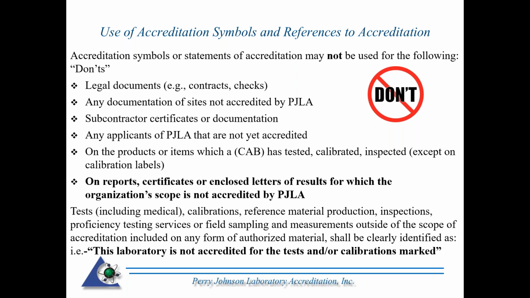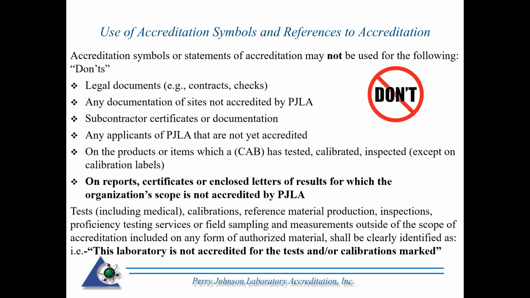On products, so products are items which the CAB has tested, calibrated, inspected. So in other words, it sort of implies product endorsement. Cannot reference our accreditation on that. And on reports, certificates, enclosed letters of the results for which the organization scope is not accredited by PJLA. So if there's a test or calibration that's not under your scope, and that's the only item on the report, it cannot have an associated symbol or reference to accreditation with that item.